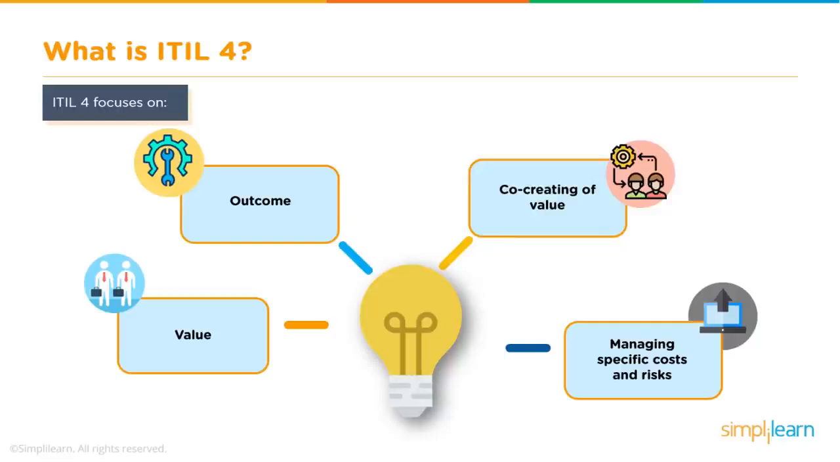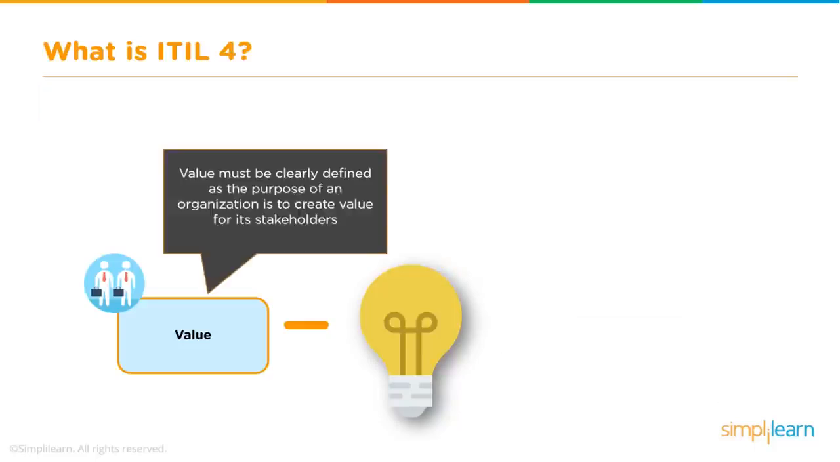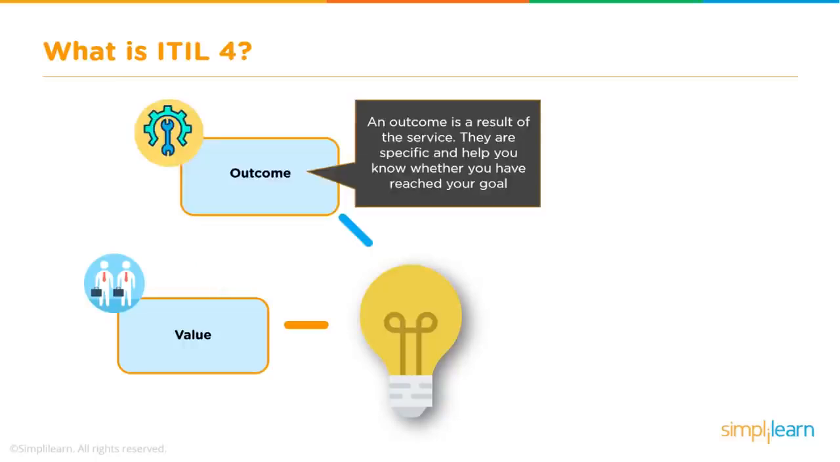When we say managing specific cost and risk, it's about the service provider owning the cost and risk, and this cost and risk is not for the consumer or customer. So value must be clearly defined. The purpose of an organization is to create value for its stakeholders, whereas outcome is a result of service. Outcomes are specific and help you know whether you have reached your goal.